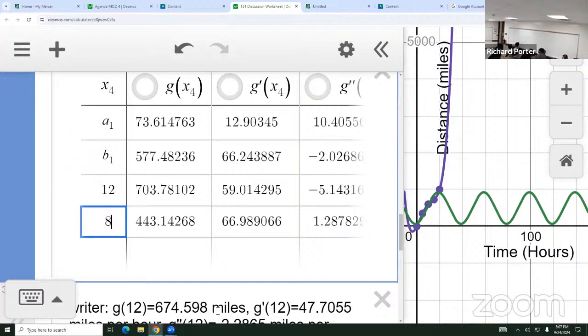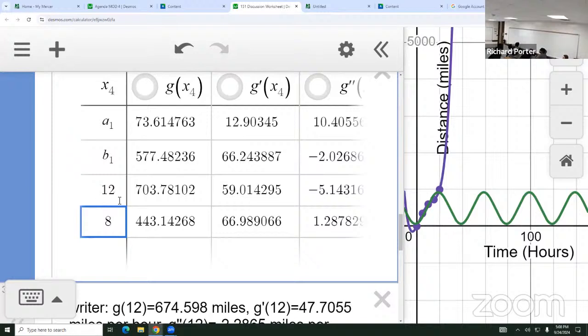Okay, how fast am I traveling at 8 o'clock in the morning? Come on. We just did this function. Nope, that's where I am. Oh, 66, 67 miles per hour. And am I speeding up or slowing down? I'm accelerating. Must have just passed the car. Okay. Do you see how you read that?